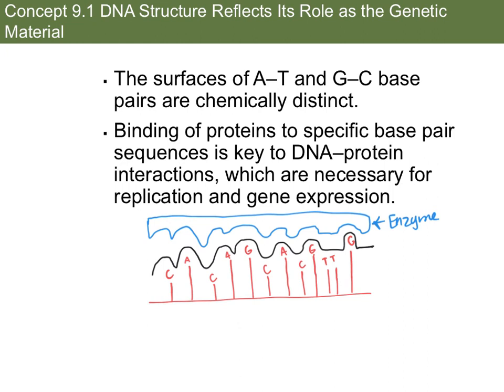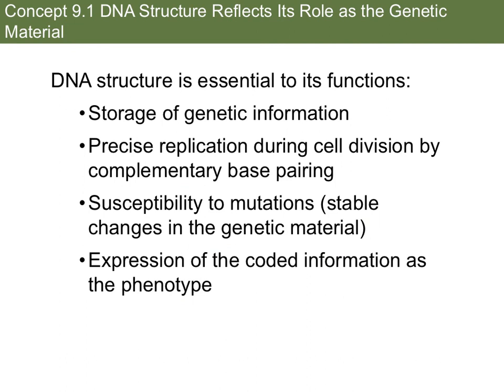And this is very important in the process of replication, which we'll talk about next, and gene expression, which is chapter 10. So in summary, DNA structure is essential to its functions. It is the storage of genetic information, and its precise replication during cell division is because of the complementary base pairing. There are things we're going to talk about, such as mutations that would change the stable structure of that DNA. And then we're also going to talk about how the expression of coded information is what's known as the phenotype. In other words, the proteins end up being the phenotypes.